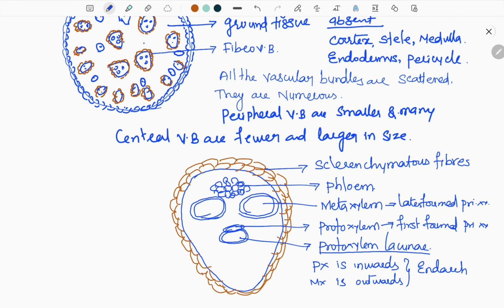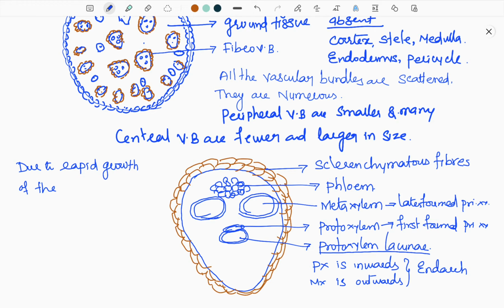Do remember, protoxylem lacunae is formed due to rapid growth of the stem. Why does the stem show rapid growth in monocots? Remember, monocots do not show secondary growth. They show only primary growth. So within 3 or 4 months, they complete their entire life cycle. So their growth is very rapid.